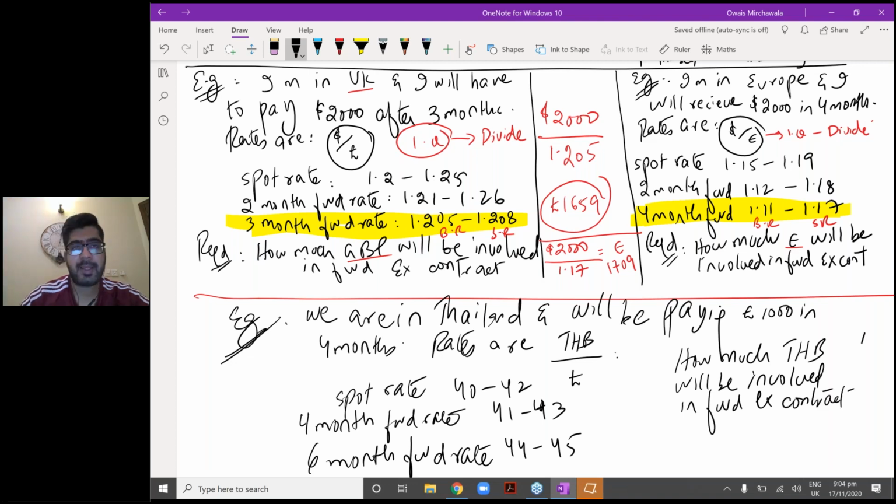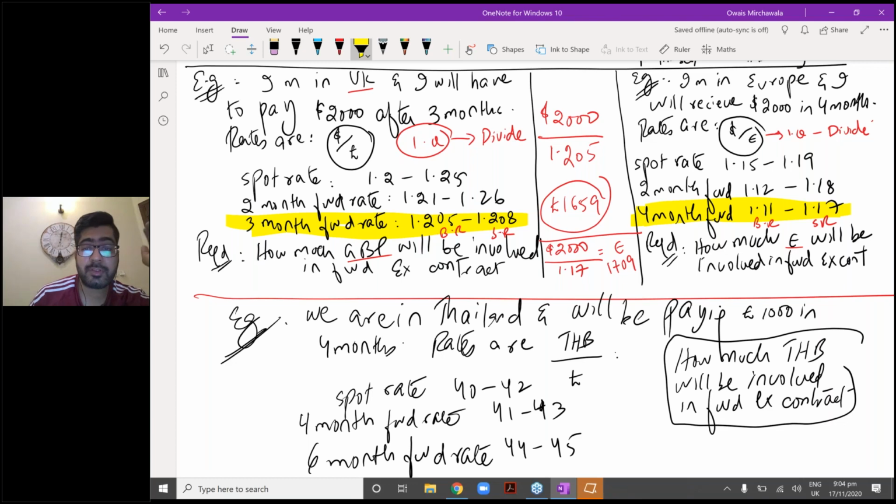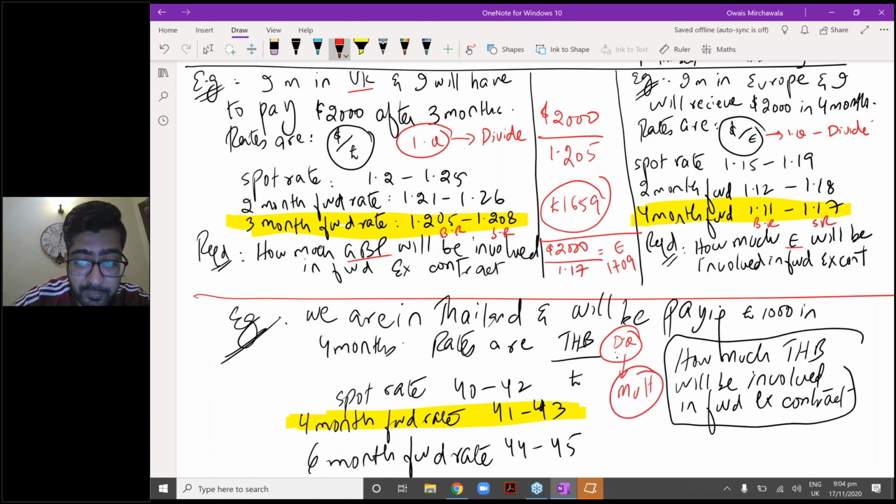Now immediately apply the 3 steps which we have covered. Firstly, we are in Thailand, we'll be paying £1,000 in 4 months. So the only relevant row is 4 months. Second, apply the quote. You are in Thailand, so the currency of Thailand is Thai baht. That's the numerator, which means it's a direct quote. That means you will multiply to convert, and that means the lower rate is the selling rate, the higher rate is the buying rate.